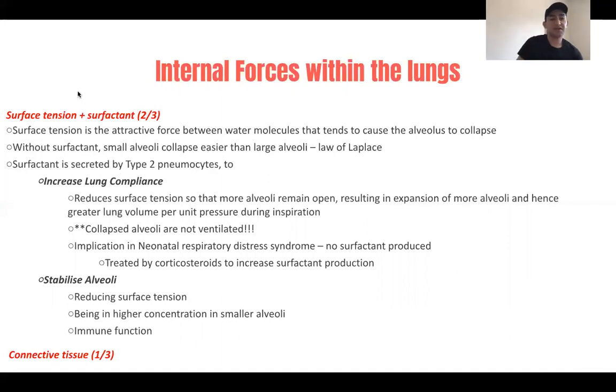Yep, sorry. So talking about surfactant. Surfactant is this phospholipid, kind of oily compound which is released by type 2 pneumocytes. Type 1 pneumocytes are just your alveoli composing cells, really flat, don't really do much, are the site of exchange. But your type 2 pneumocytes produce surfactant. And what they do is increase lung compliance.